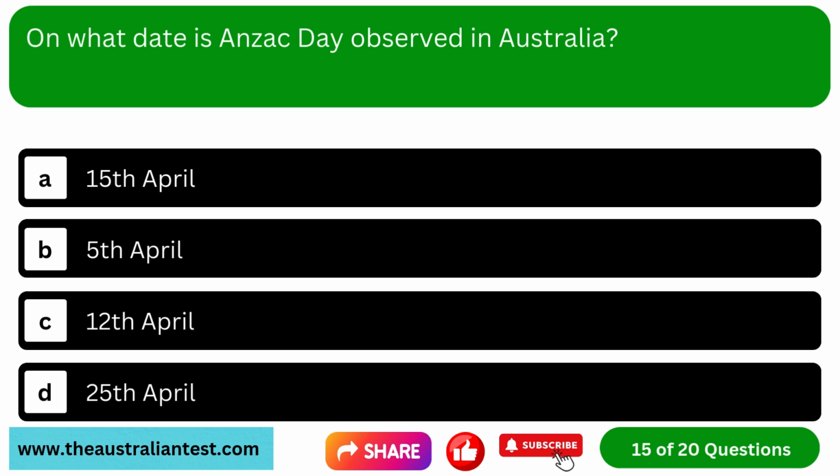Question 15. On what date is Anzac Day observed in Australia? Option A, 15th April. Option B, 5th April. Option C, 12th April. Option D, 25th April.